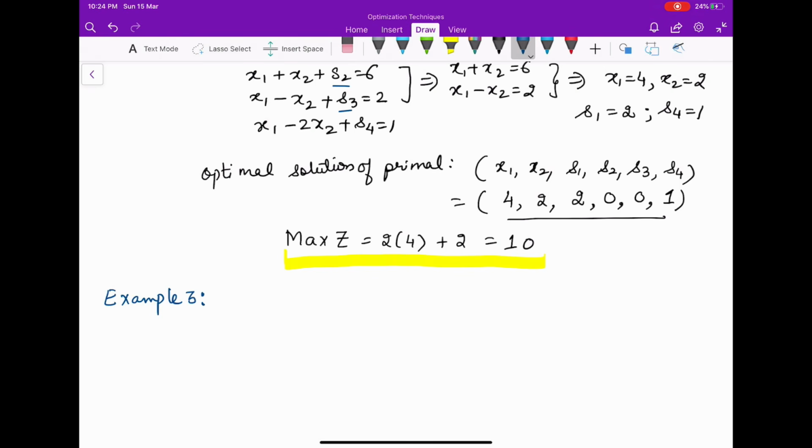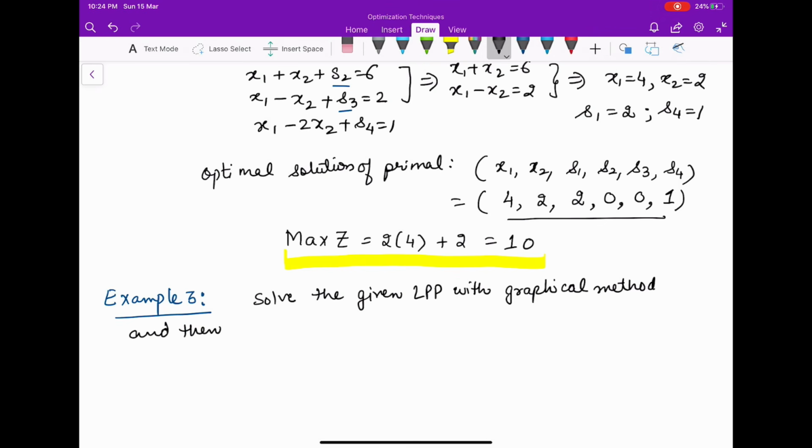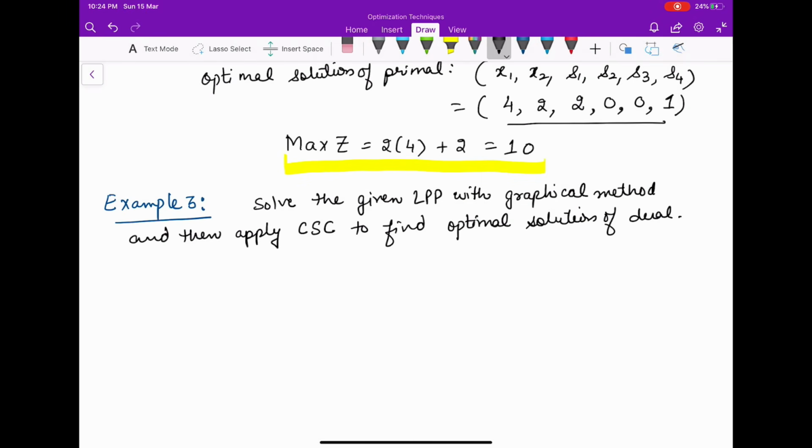So there is example number 3, and this says: solve the given LPP with graphical method, and then apply complementary slackness conditions to find the optimal solution of the dual. Okay, so what is my given LPP?